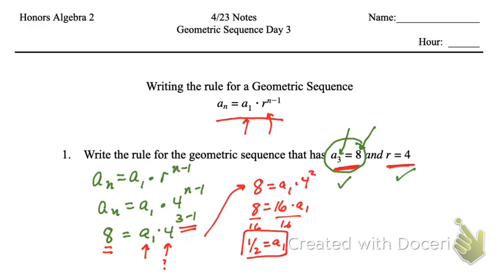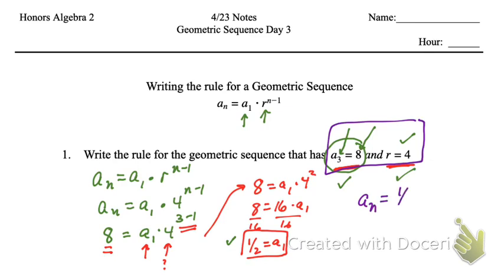Now to write our rule, let's go back up here and look. Realize we only need two things to write the rule. We need to know the first term in line. We've got that. And we need to know our r value. We were given that. So we can right now say that for the sequence that has a third term of 8 and an r value of 4, the nth term rule would be 1/2 times 4 to the n minus 1 power. That's an n. Let me redo that.